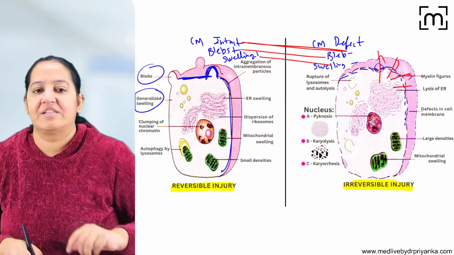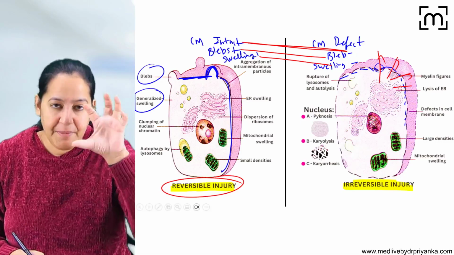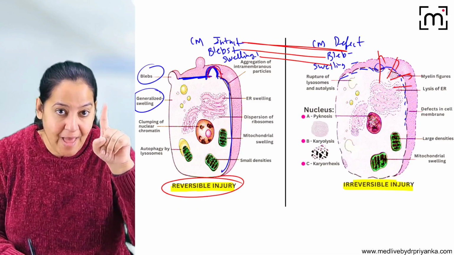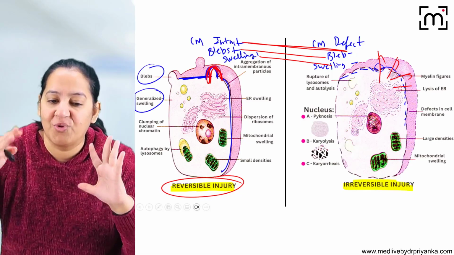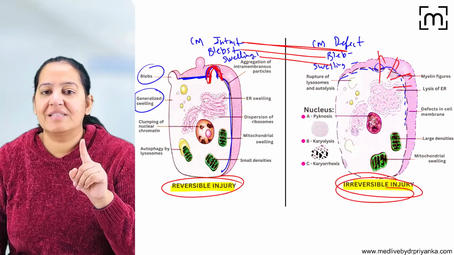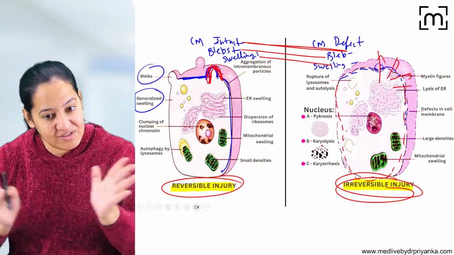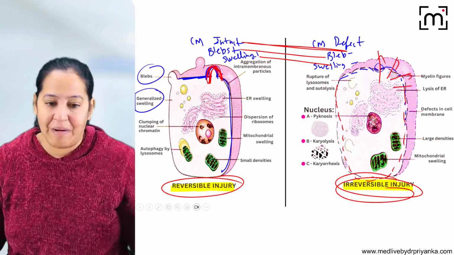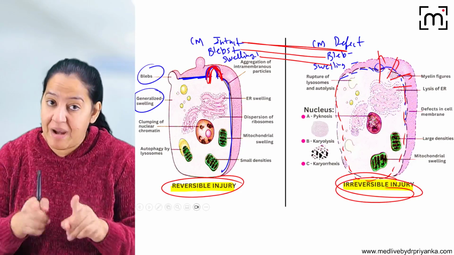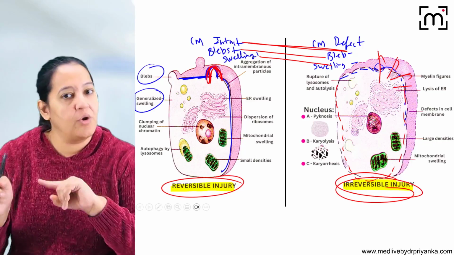Reversible injury, irreversible injury. In reversible injury, the cell membrane is intact. You can see blebs are present, and the cells swelled out. In irreversible cell injury, the cell membrane is defective. The holes and gaps are present, so extra cytoplasm leaks out. So no swelling, no blebs. Blebs and swelling are a feature of reversible injury, not irreversible injury.